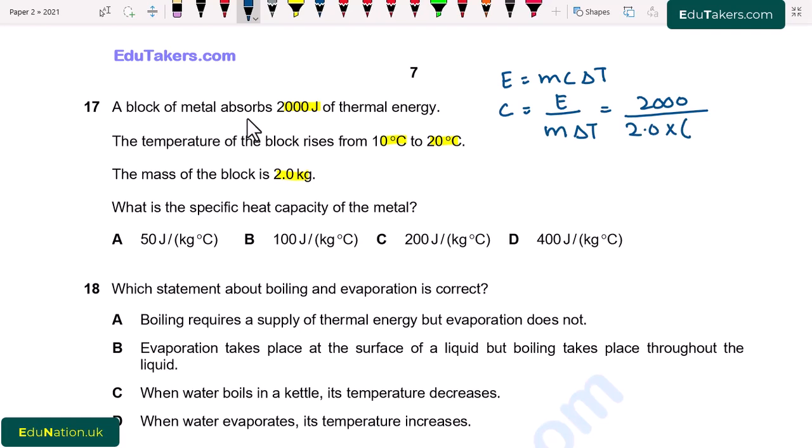First of all, temperature is 10 degrees C and it changes and becomes 20 degrees C. So change in temperature will be 20 minus 10 degrees C. It will be equal to 2000 over 2.0 multiplied by 10. So the value of C will be equal to 100 joule per kilogram and degree C. So here B option is correct.